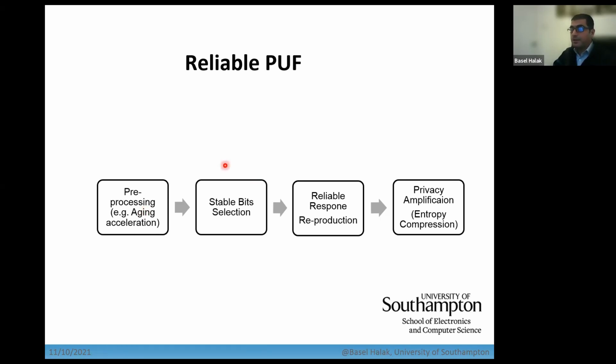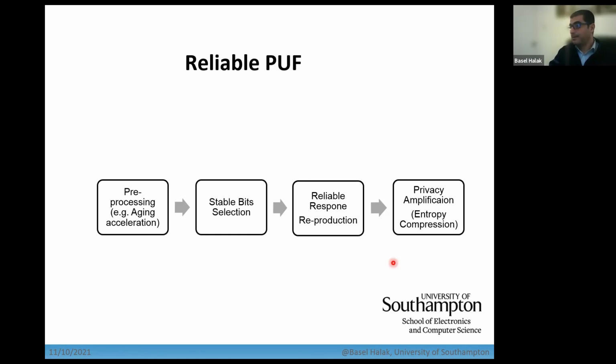And then after that, you can apply a stable bit selection algorithm. There are a number of these algorithms that can be implemented. The idea here is to only choose the responses that are stable. So the PUF might generate, I don't know, 500 responses, and maybe 300 of them are stable and 200 constantly generate errors, so you can discard these. And then after that, you have reliable response reproduction using error correction code and other tolerance techniques such as information-based redundancy, temporal-based redundancy, or hardware-based redundancy.